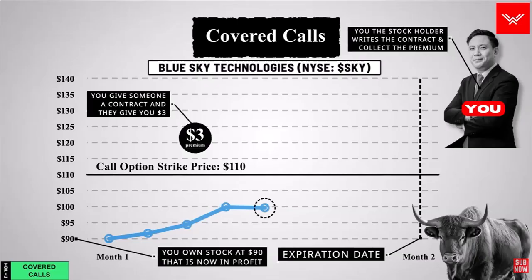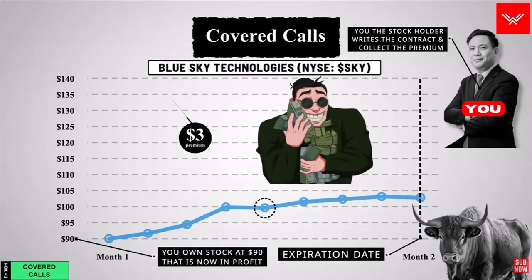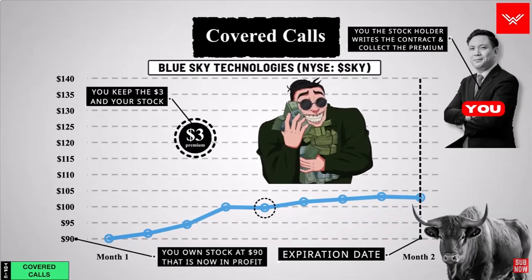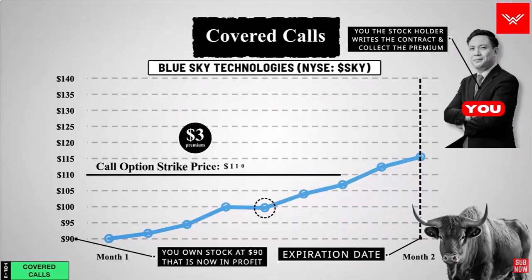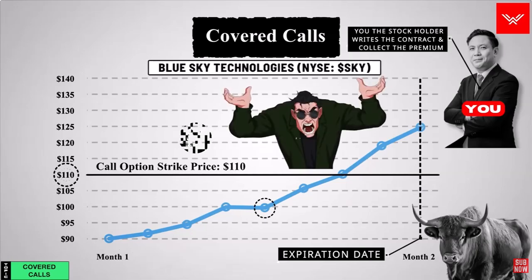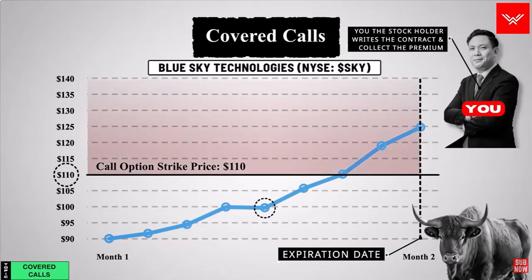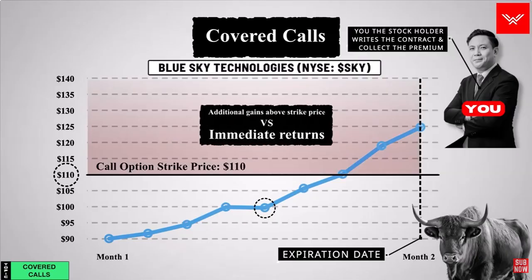If Blue Sky Technologies stock stays under $110, the option expires worthless and you keep the premium, adding a bit of padding to your investment. However, if the stock surges past $110, you might have to sell it at this price, potentially missing out on higher profits. Essentially, you're trading the chance for additional gains above the strike price for an immediate return.